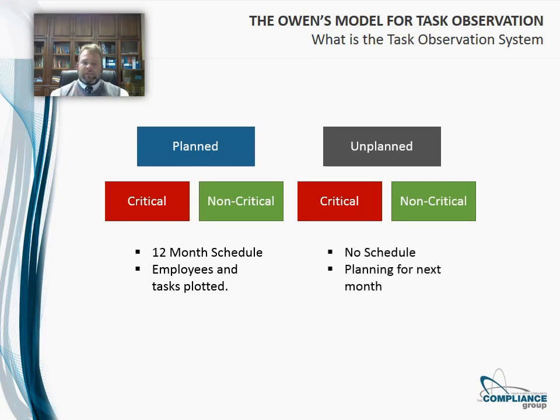Unplanned task observations would refer to something that has no schedule, and you would at most have planning for the next month. So what are we talking about here? Here we are talking about all tasks that are going to be observed as a result of a management of change process. It's either a new employee, new equipment, new procedure, new task process. It's as a result of an injury or incident or due diligence. That is what the unplanned section refers to.